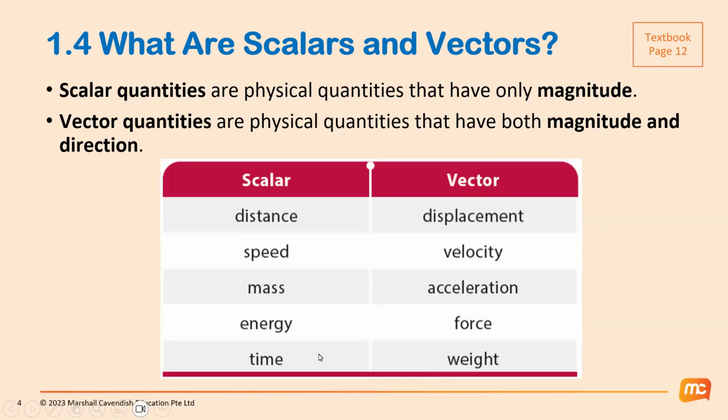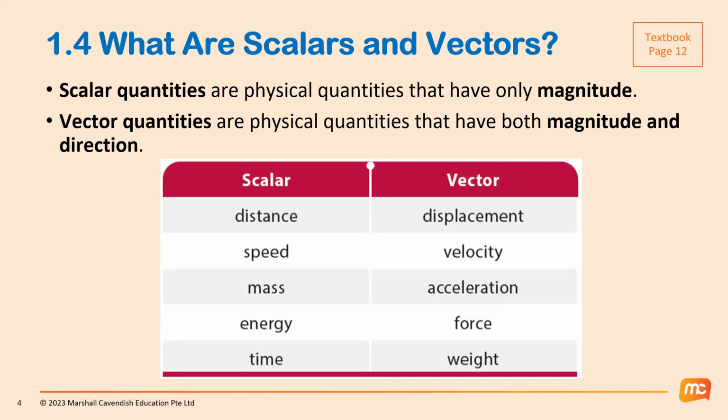For example, comparing time and force. Time is a scalar quantity. For time, there is no direction. So we say that it takes 10 seconds or 10 minutes to move from here to there. The direction doesn't matter. There is no 10 minutes to the left or 10 minutes to the right. But for vector quantities like force, the direction does matter.